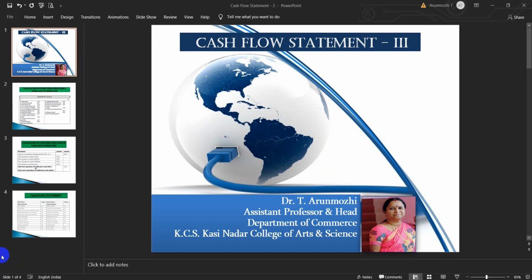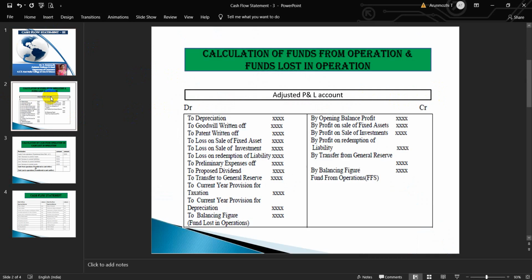It is based on the curriculum of all our universities on these subjects. The contents are: we are going to see the format of cash flow statement, funds from operations and cash from operations. Then we go on to funds from operation and funds lost in operation. The format goes as calculation of funds from operations.